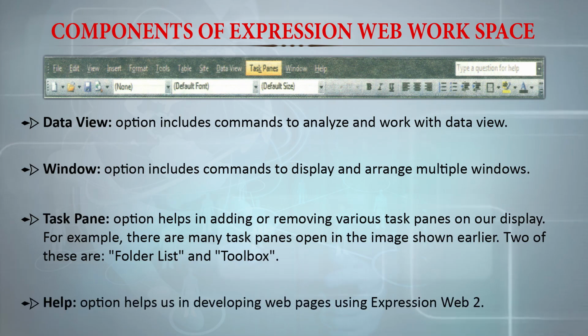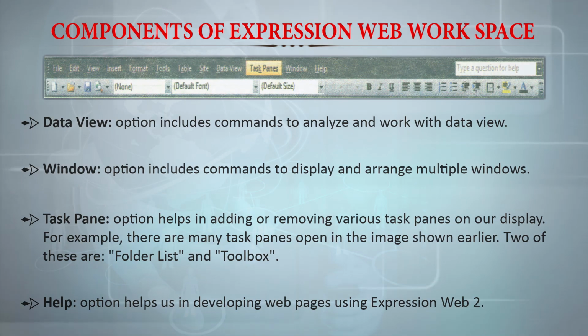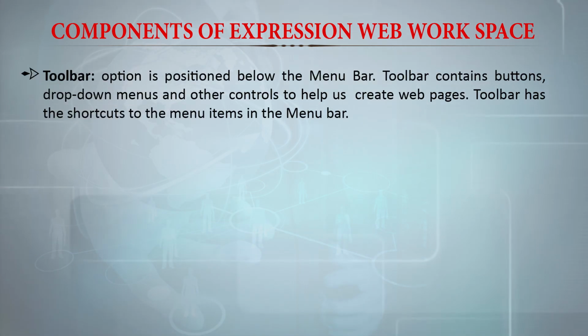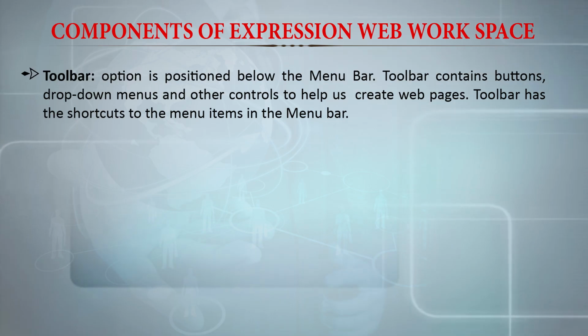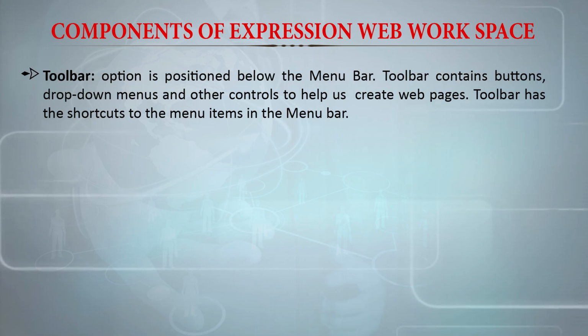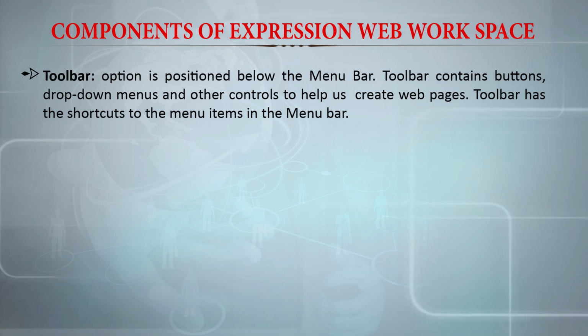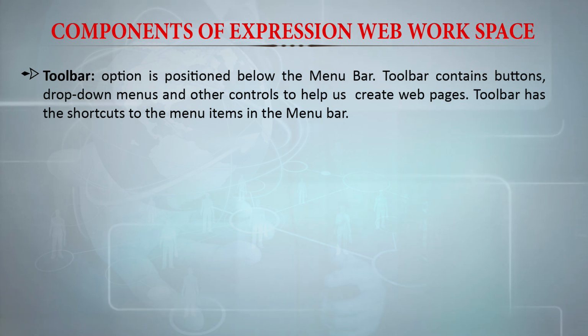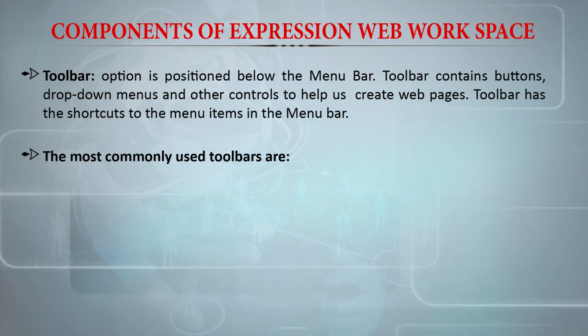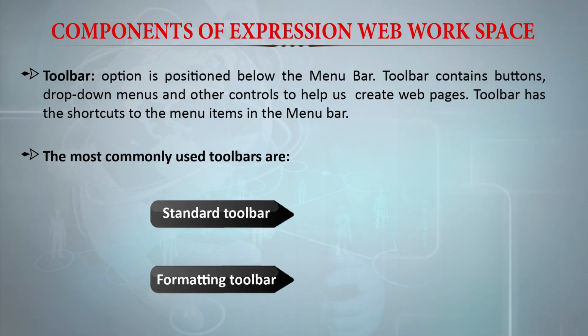Then the ultimate option is the help option. It helps us in developing web pages using Microsoft Expression Web. Then we have a toolbar option. It is positioned below the menu bar, and the toolbar contains buttons, drop down menus and other controls to help us create the web pages. Toolbar has the shortcuts to the menu items in the menu bar. The most commonly used toolbars are the standard toolbar and the formatting toolbar.